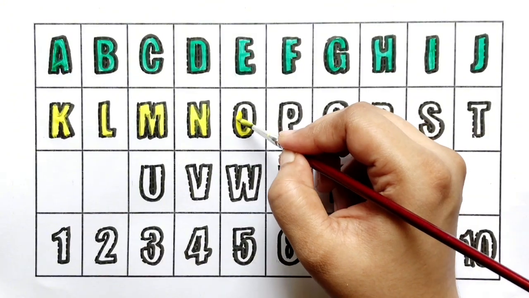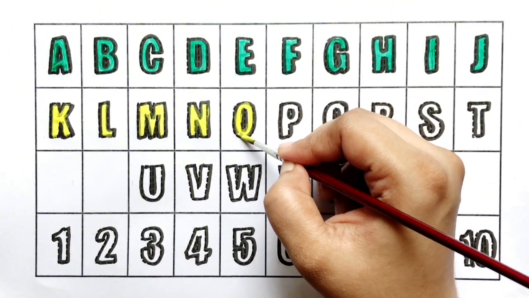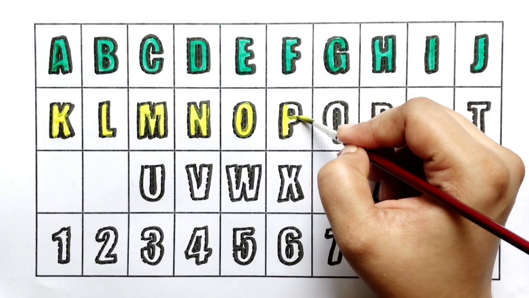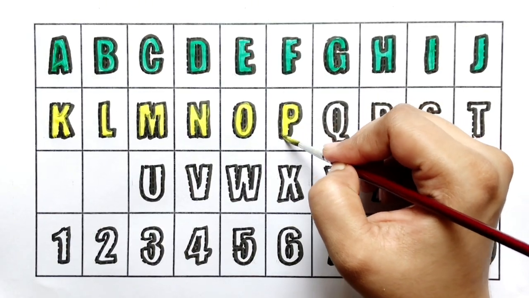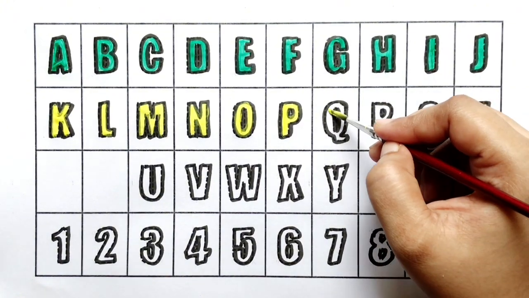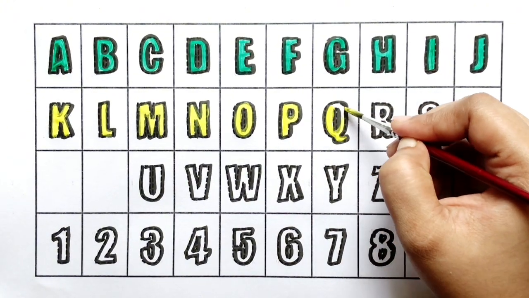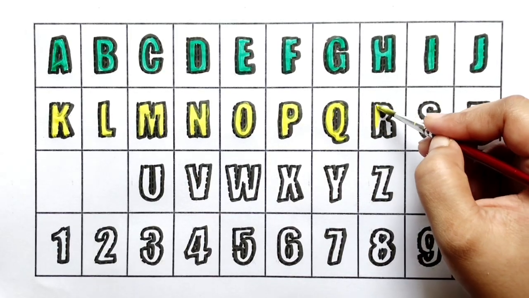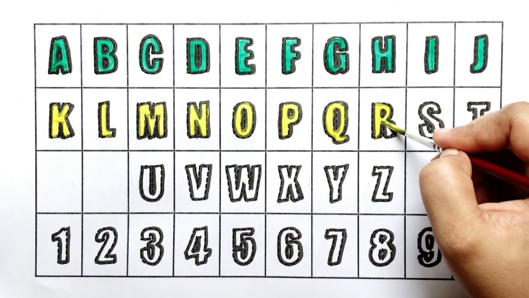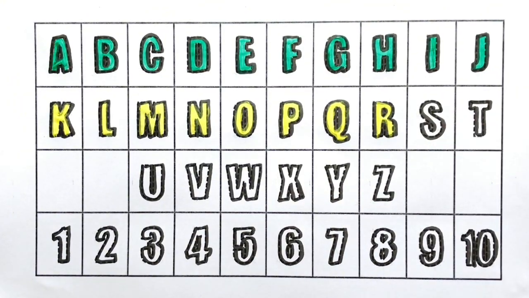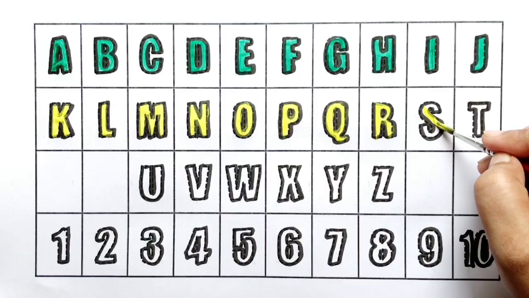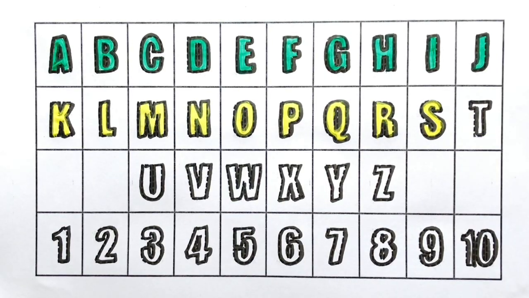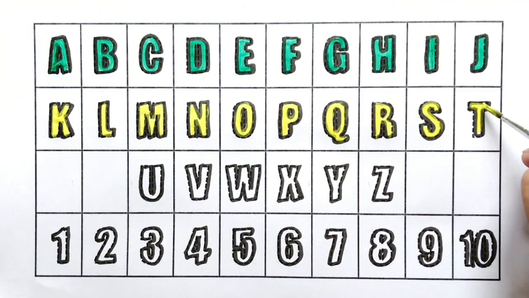O for orange. P for pig. Q for queen. R for rainbow. S for snake. T for tiger.